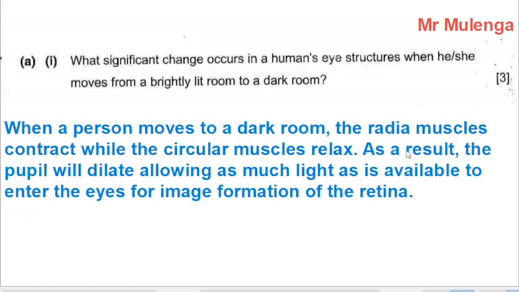So we have said when a person moves to a dark room, the radial muscles contract while the circular muscles relax. As a result, the pupil will dilate, meaning that it will become wider, allowing as much light as possible to enter the eyes for image formation on the retina. That is what will happen when a person moves from the bright room into the dark room. If you want to explain what will happen to the human's eye structure if a person moves from the dark room to the bright room, it's just the opposite.